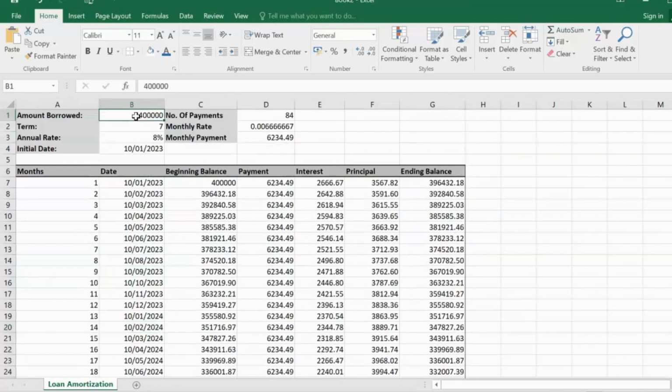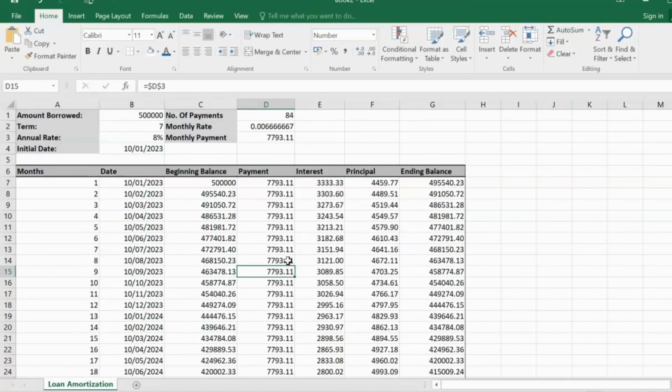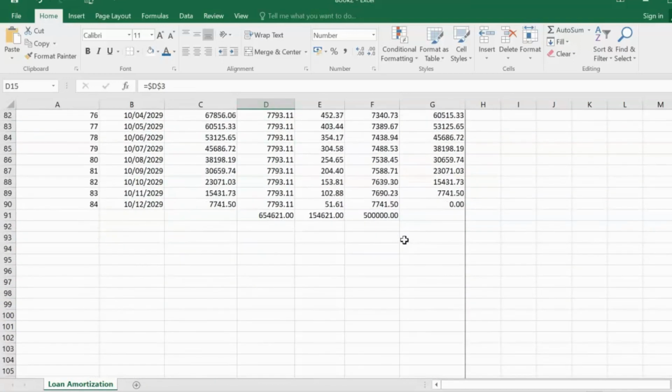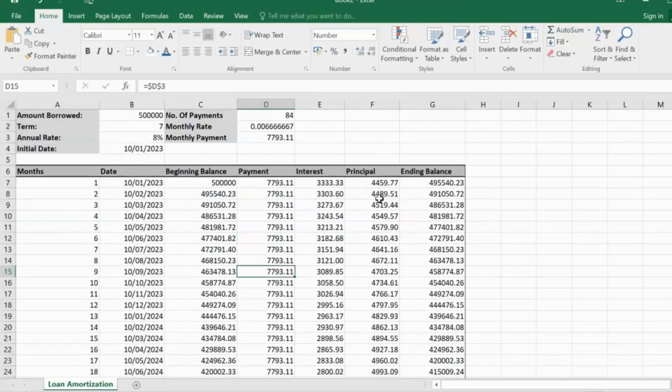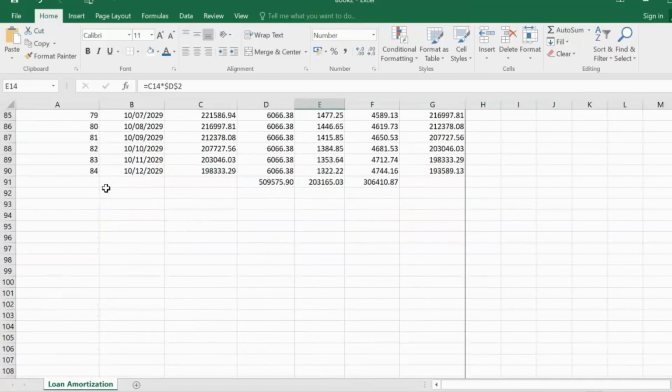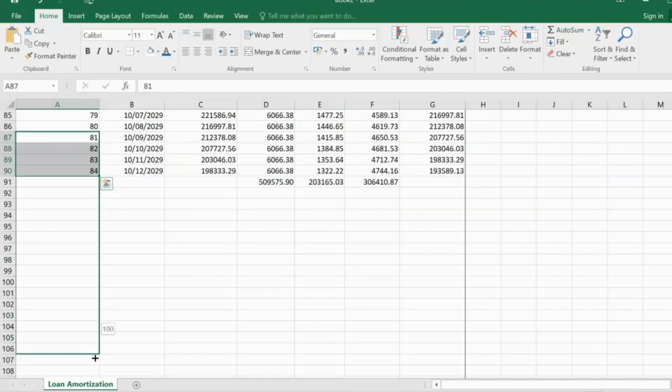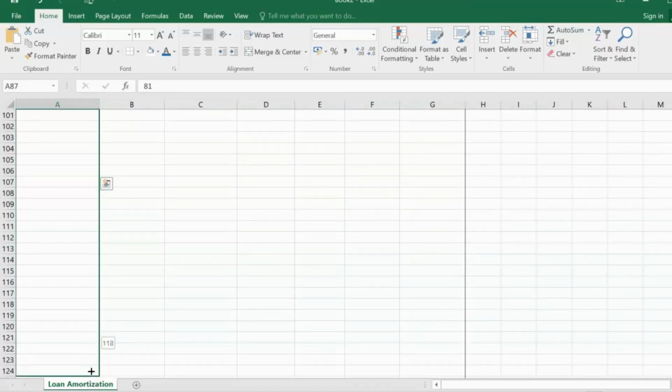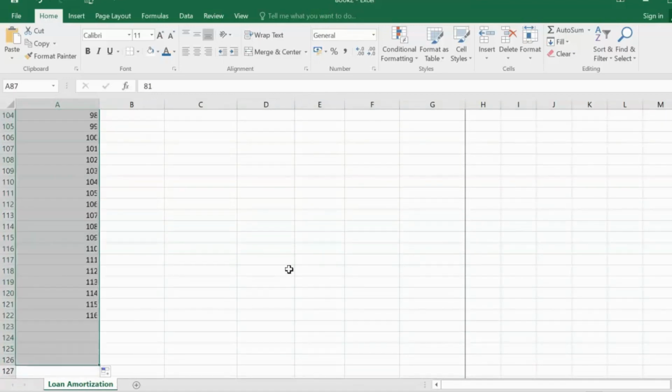Yes. So as you change even this amount, this is 500,000, it will change. Just that you'll have to inject more money in your monthly repayment. Supposing it's 10 years, this one will change. So it will be 120 payments. What you'll just do, you come here and drag it to 120. So you'll just drag everything to the amount that you want.